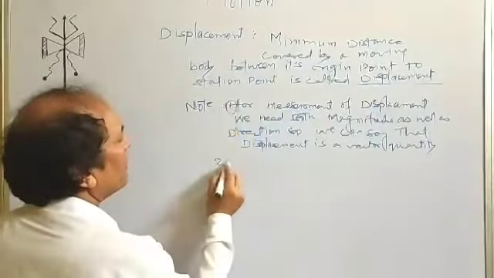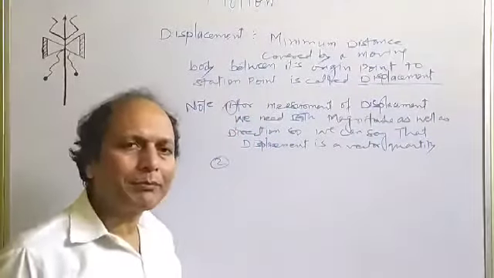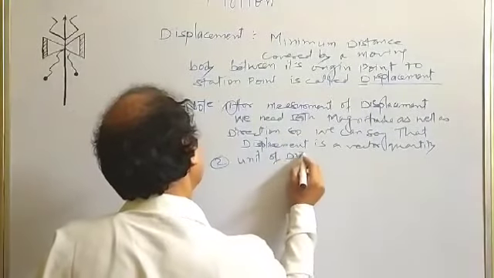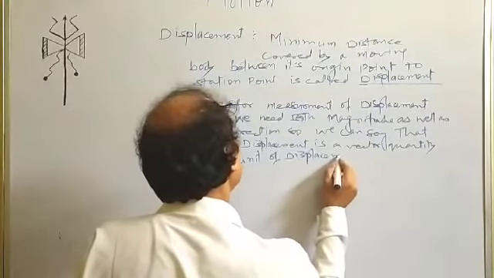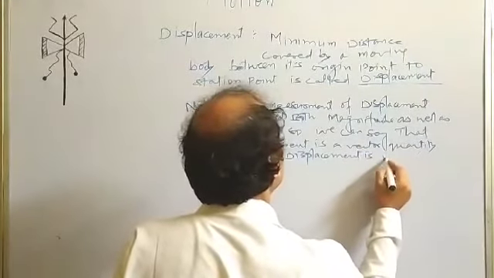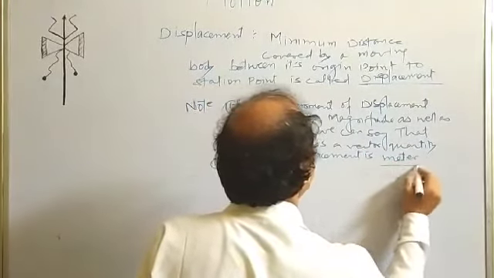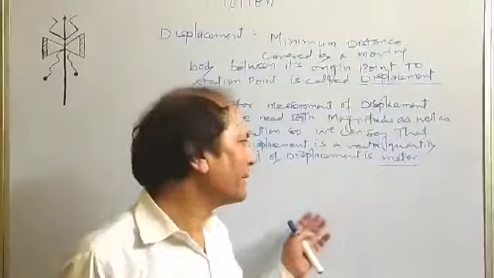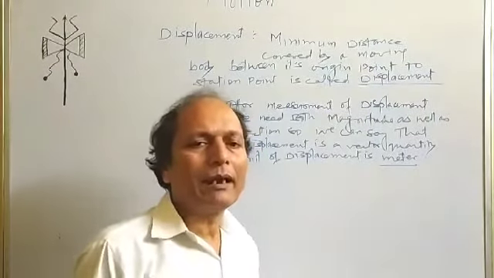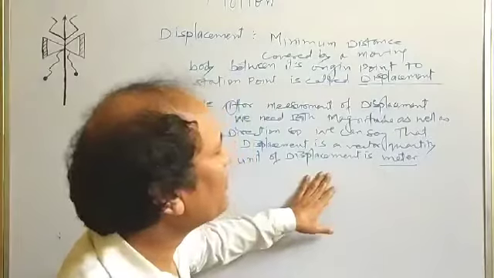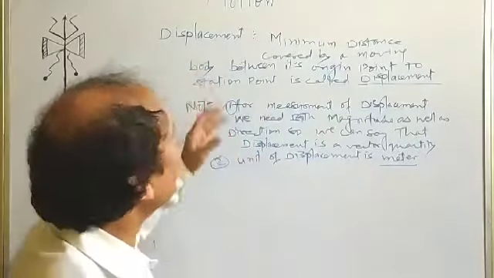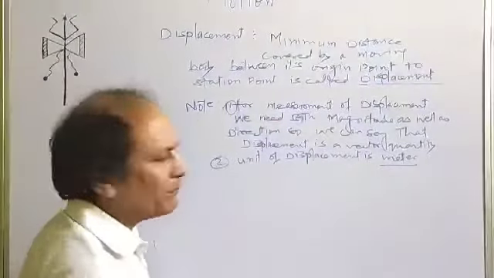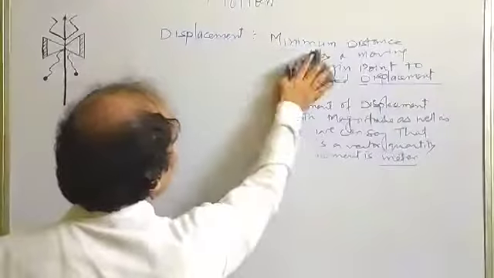Number two, the unit of displacement is meter. Displacement is measured in meter because displacement is related with length, and length is measured in meter. So displacement is also measured in meter. There are some important facts about displacement. See one by one.